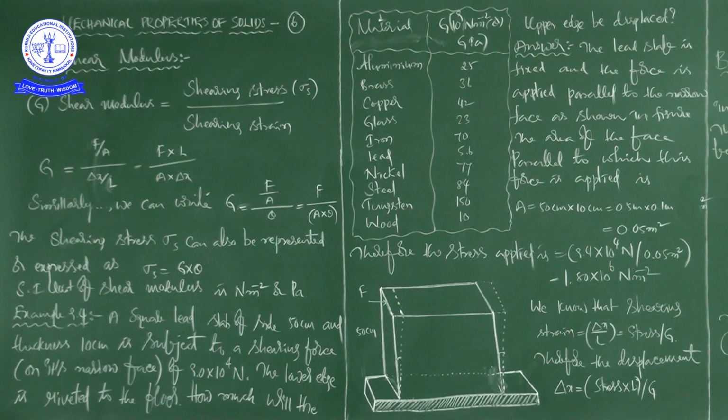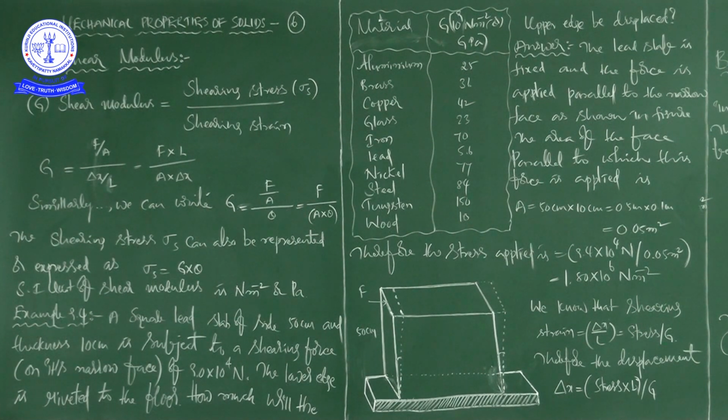And one more thing: in our previous discussion, about three classes before, when we were discussing the tangential stress or shear stress, there we got a trigonometric quantity, tan theta. When theta is small, tan theta is approximately equal to theta. With that consideration, we can write G is equal to F by A divided by theta, that is equal to F by A into theta.